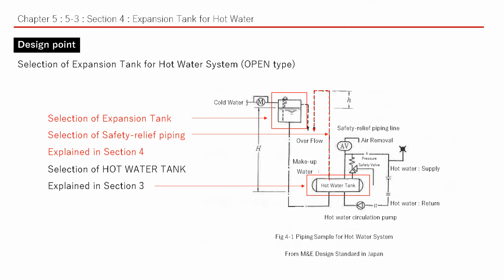We would like to proceed with explanation about the selection method. Please see the schematic figure 4:1 about centralized hot water system. We learn selection method for hot water tank in section 3. We will explain the method of selection for expansion tank and safety relief piping in section 4.